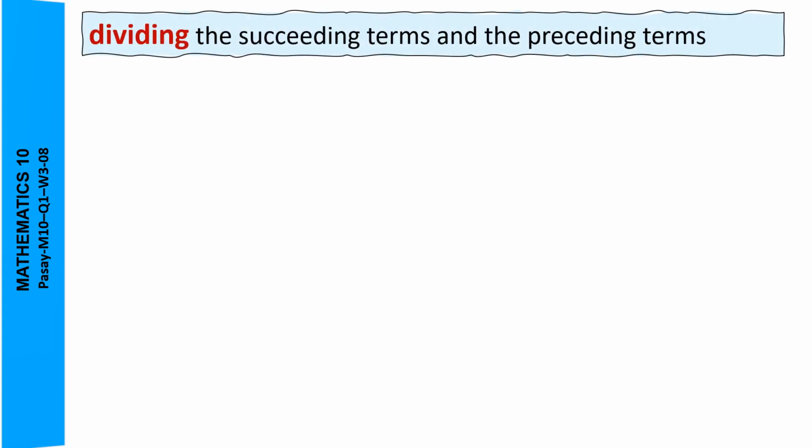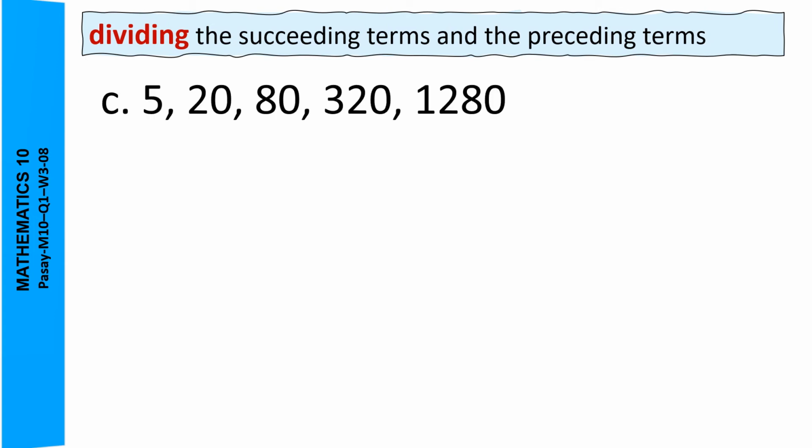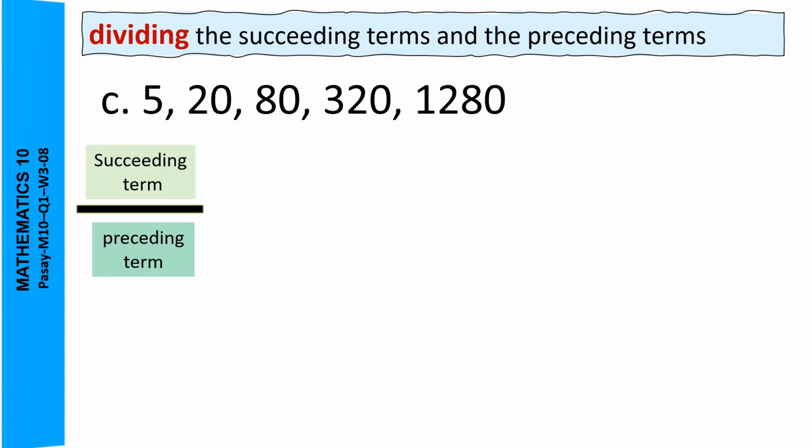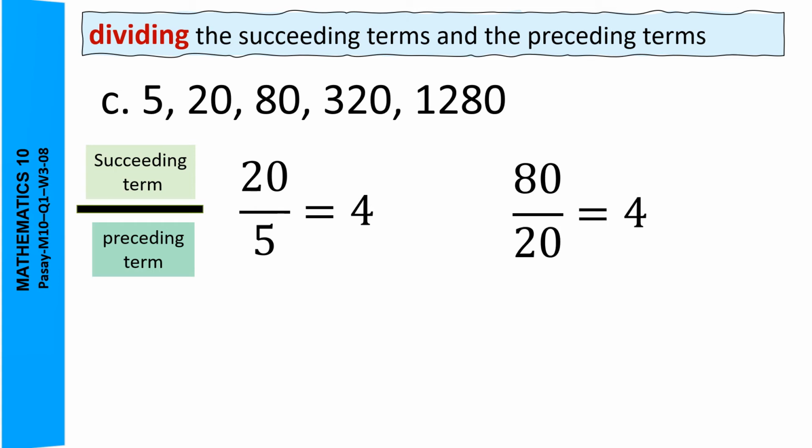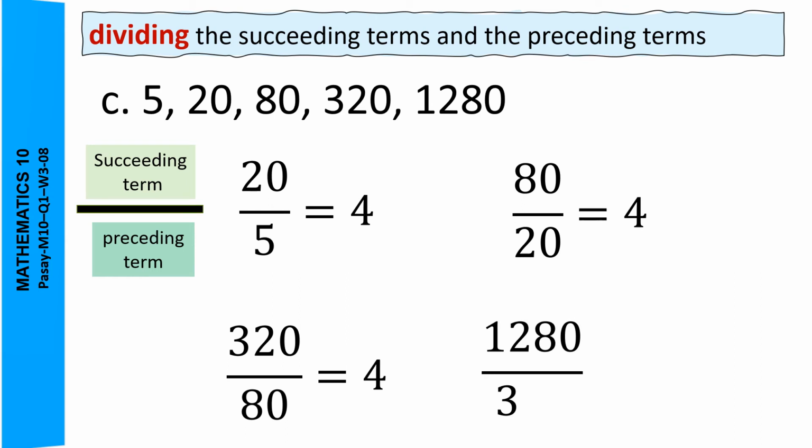Let us proceed to getting the quotient or ratio of the sequence in letter C. Again, we are going to do succeeding term divided by preceding term. Let us start with 20 and 5. 20 divided by 5 is equal to 4. 80 divided by 20 equals 4. 320 divided by 80 equals 4. 1280 divided by 320 is equal to 4. What can you say about the quotient or ratio? Are they equal?